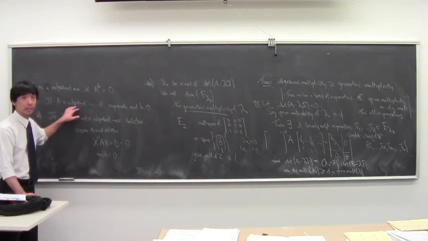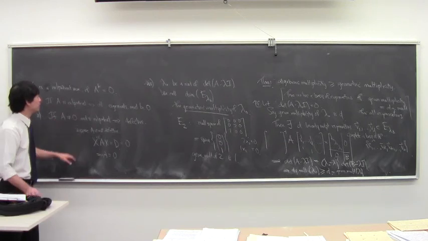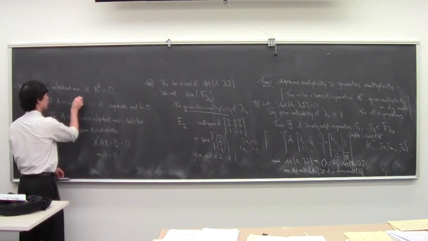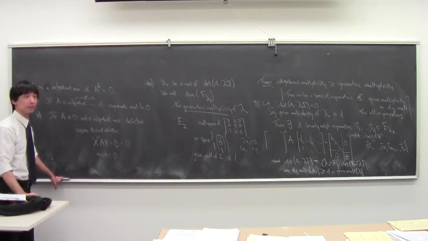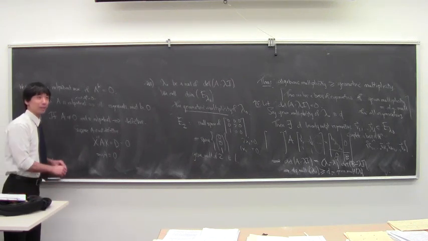Did anyone make any headway on the first one? If A is nilpotent, in other words, some power of A is the 0 matrix, then all the eigenvalues must be 0. Okay, maybe we'll start off with that one next time.